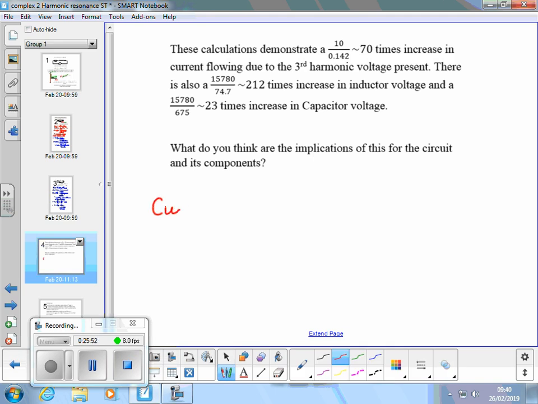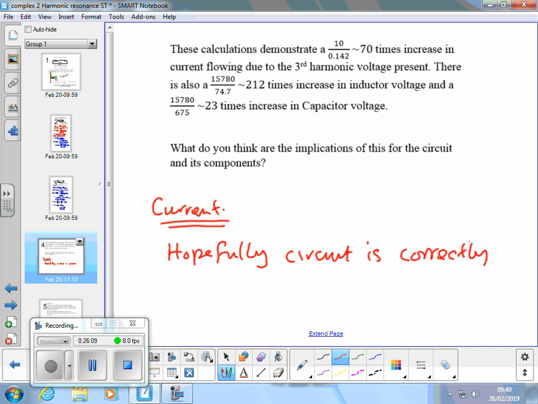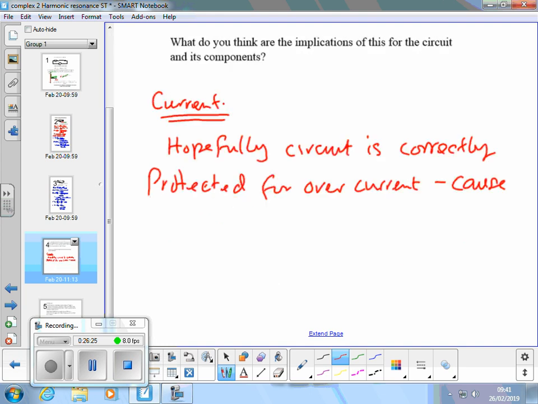Let's think of the current first. Hopefully the circuit is correctly protected for overcurrent, causing the fuse to blow or the circuit breaker to trip, CB trip. That was what you would hope would happen.